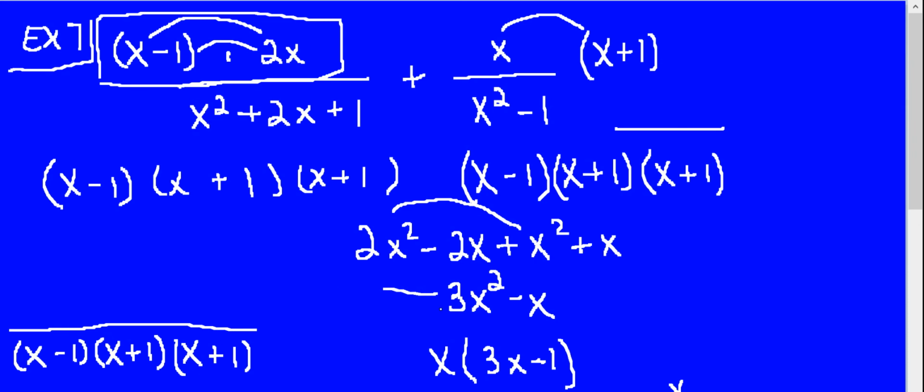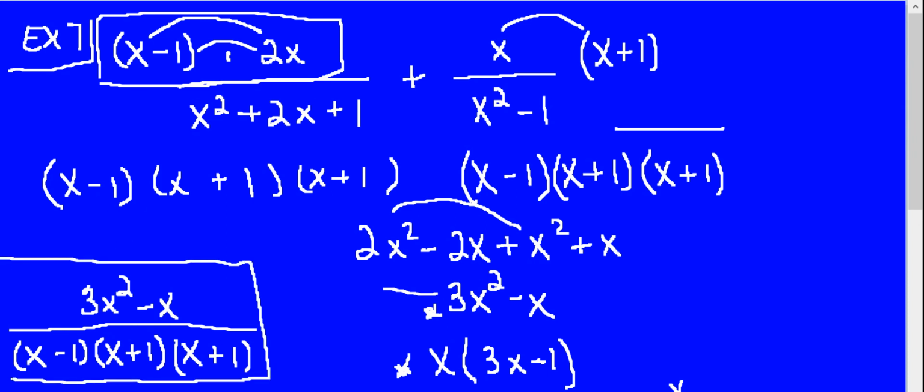You could use this one as the numerator or this one. Doesn't matter. I'm going to go back and put 3x squared minus x, and that would be my answer for that one. All right, very good. That's how you do these rational expressions with different denominators. So thank you for listening, and we'll see you in class.